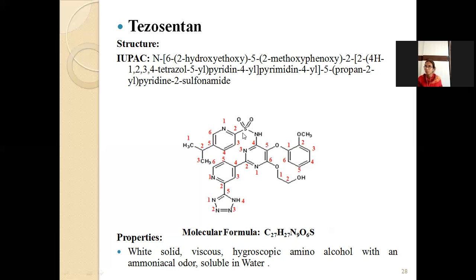In the second position, the sulfonamide is there. Sulfur with 2 oxygen and 1 amide group. So it is sulfonamide. So this is the structure and IUPAC name of this drug.